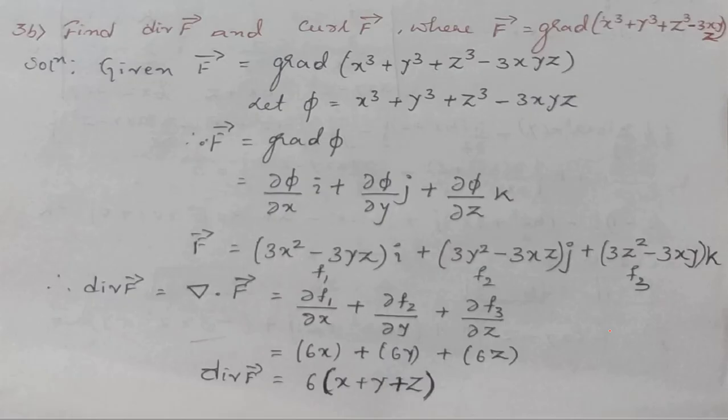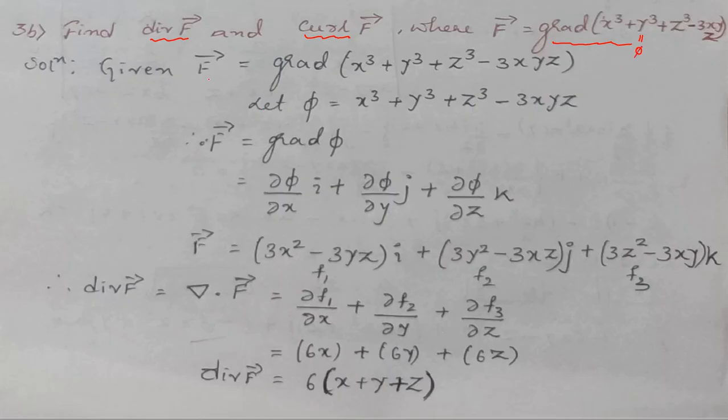So moving on to the next problem, 3b. Find the divergence of vector f. They are going to provide you vector f, and you are required to find the divergence of vector f and curl f. Vector f can be defined directly as ai plus bj plus ck, or else they can give it in this manner, as grad of phi. So this is what I have considered.